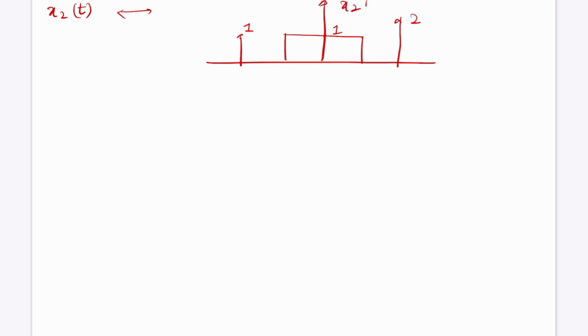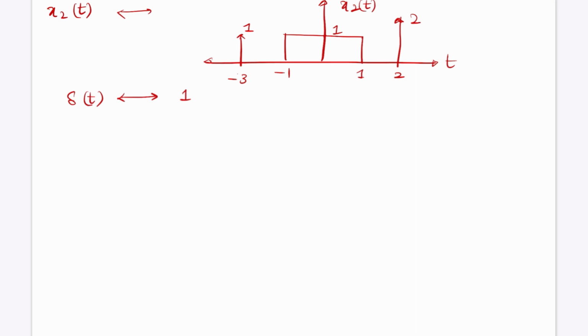So this is x2(t) in the time domain. I have to convert this into the frequency domain. These are impulses only at -3, -1, this is 1 and this is 2. So this is an impulse function, and the impulse Fourier transform is equal to 1 only.